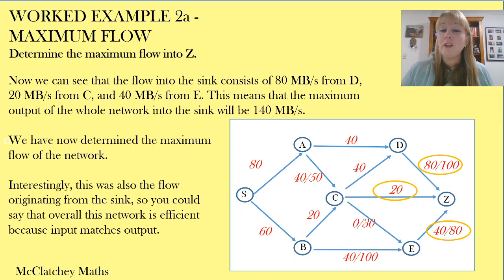Interestingly, you'll notice that at the very start at our source, we had 140 megabytes per second come in, and that's exactly what's coming out. So you could say that this was a fairly efficient network because the supply of 140 megabytes per second is exactly what was needed at the end at the sink. So the demand matched the supply. Obviously, there were certain devices there who were probably getting a much lower bandwidth than they would have desired, but overall, you would say that was probably a fairly efficient network.